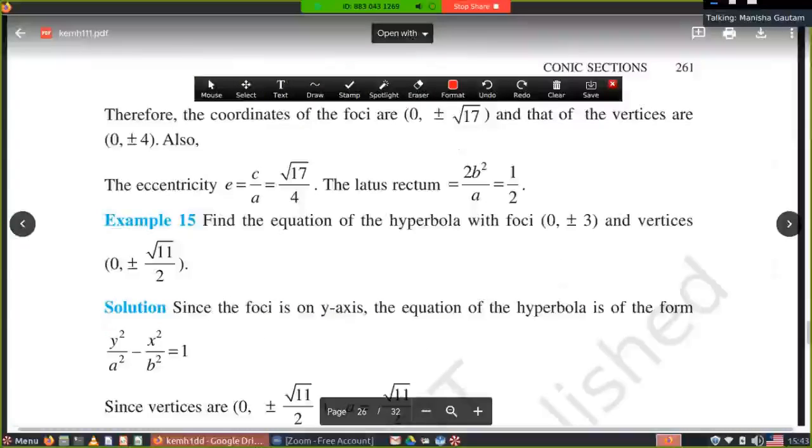Now these are the values. Foci 0, plus minus C, because it is the vertical hyperbola. Vertices 0, plus minus A, eccentricity C upon A, and latus rectum is 2B square upon A.